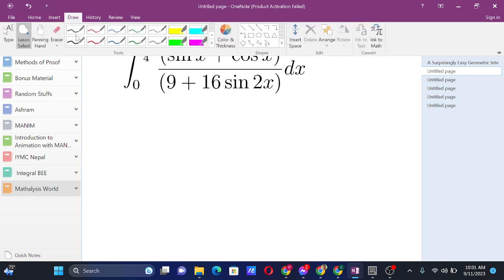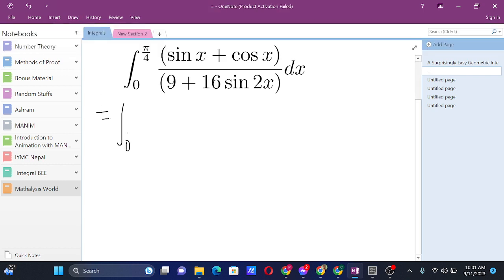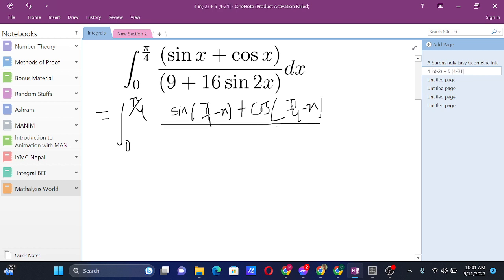If we use King's rule, we get the integral from 0 to pi by 4 of sin of (pi by 4 plus 0 minus x), that is pi by 4 minus x, plus cos of (pi by 4 minus x), over 9 plus 16 times sin of 2 times (pi by 4 minus x), that is pi by 2 minus 2x, dx. Now you might see why this helps: with this change of variable, it helps us to simplify the numerator.